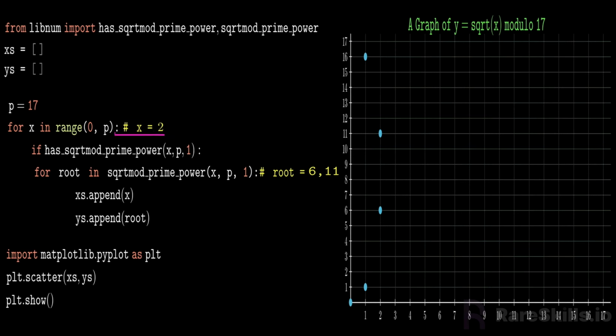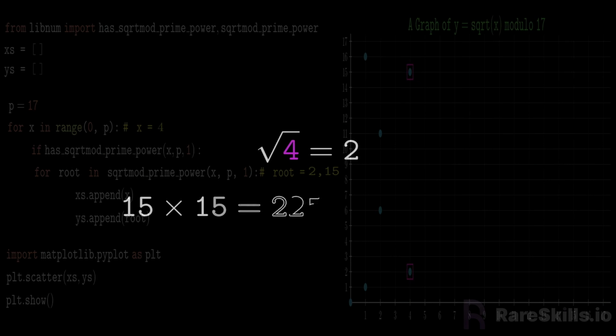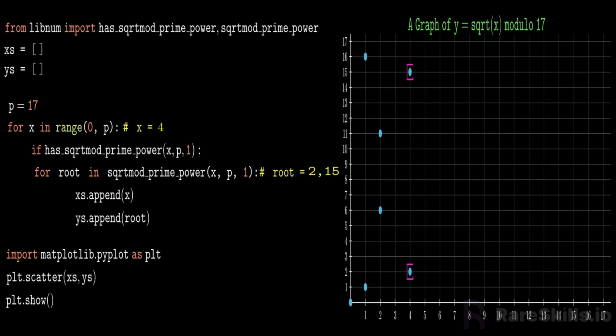Moving to x is equal to 3, 3 does not have a square root modulo 17. That means there is no solution for x raised to the power 2 is equal to 3 modulo 17, so we skip that. Moving to x is equal to 4, 4 has the square root of 2 and the additive inverse of 2, which is 15. We keep looping, and for every x value that has a modular square root, we plot the square roots.